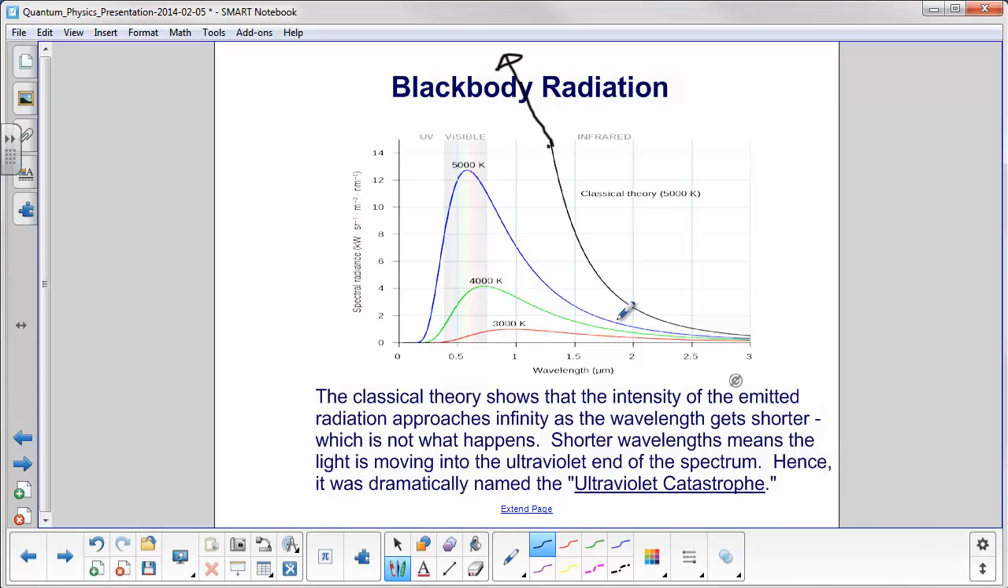You can see that the intensity of the higher frequency, the lower wavelength light, it does increase, and you can see it moving to the left, but it gets to a peak, and then instead of continuing on to infinity, it comes down. Okay, so shorter wavelengths means the light is moving into the ultraviolet end of the spectrum. Hence, a quite dramatic name was put on this. It was called the ultraviolet catastrophe.